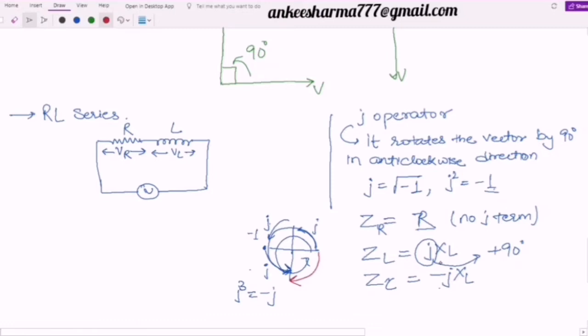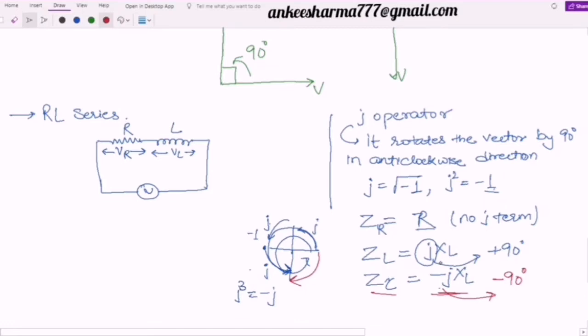If something is leading, I will take it in the anti-clockwise direction. So either I can represent it as a lagging way, where only my j will be there, or I can represent it as j cube, which is equal to minus j. So this Zc is equal to minus j of Xc, because here minus j is simply showing me the angle of minus 90 degrees. Either I say minus 90 degrees, or I say plus 270 degrees, both are the same thing. But instead of plus 270, we prefer to say minus 90 degrees.